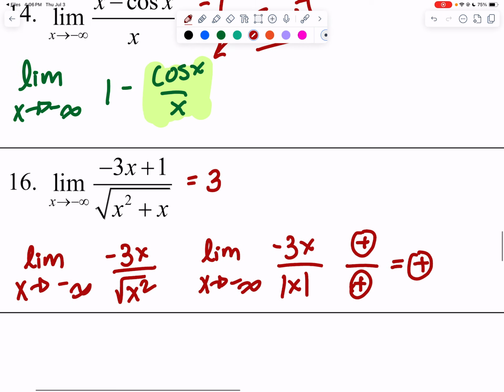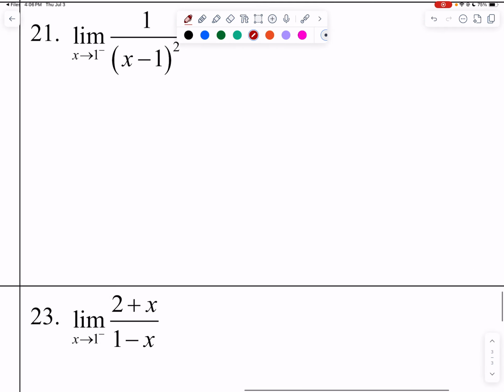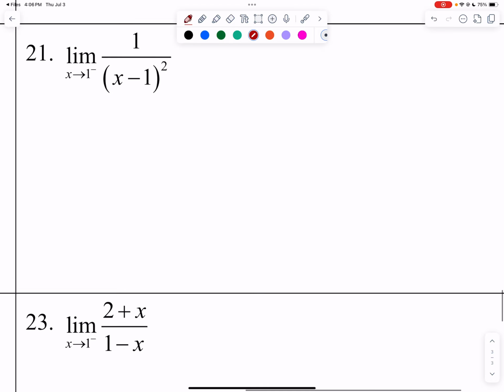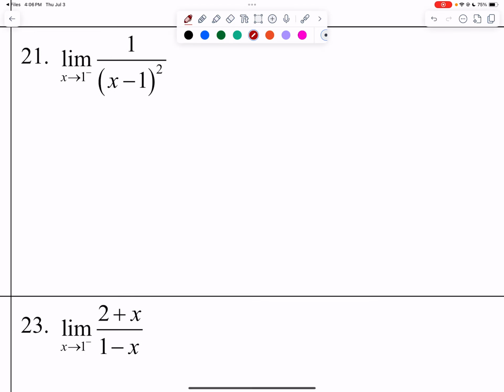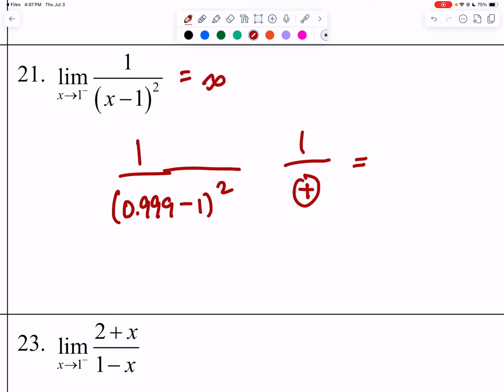All right. Let's see, 21 and 23. For number 21, I'm going to plug in a value that's to the left of 1. So let's say 0.9999. But I'm going to square it, so it's going to be positive, but it's going to be a very small positive number. So 1 over a very small positive number is going to approach positive infinity.